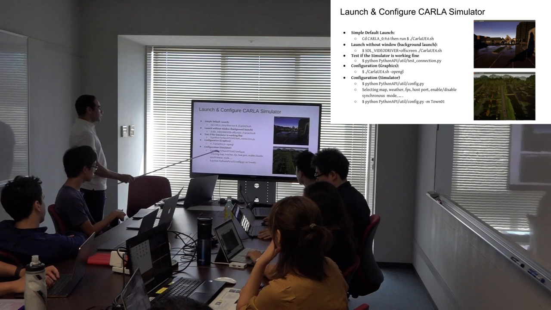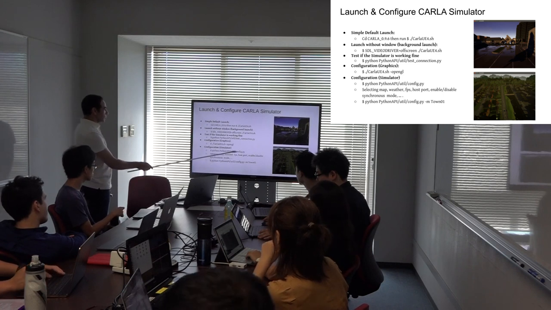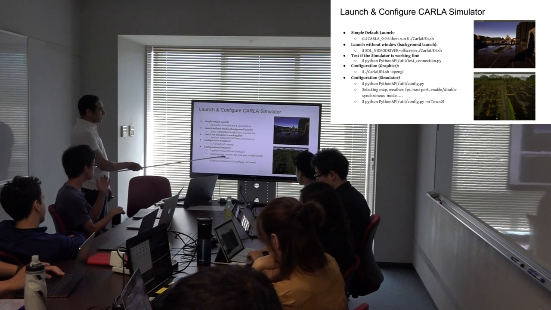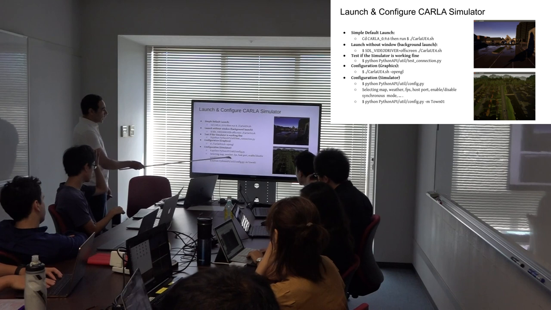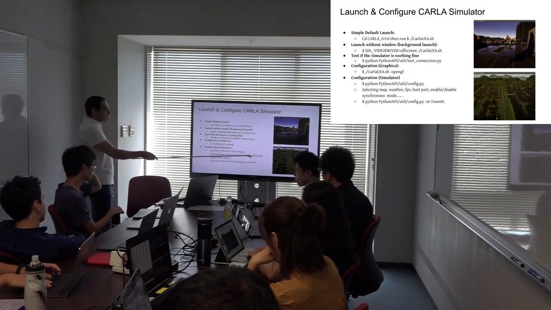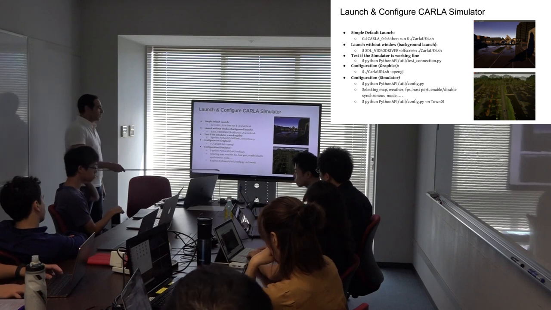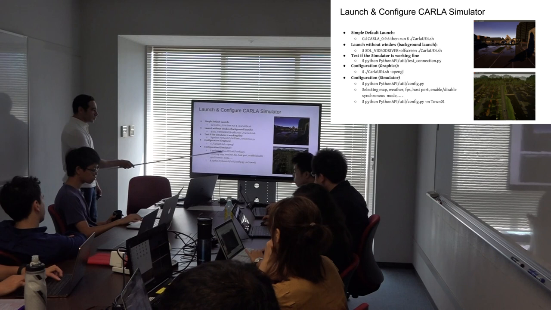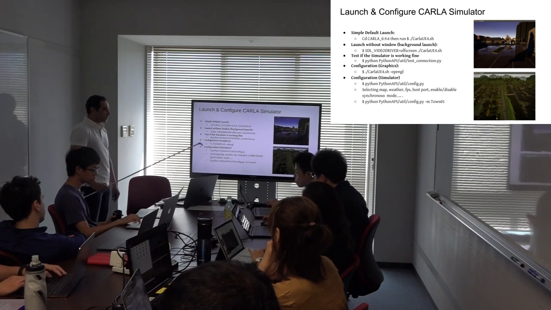To configure the simulator, there is one configuration file called config.py. You can select the map. We can change the weather, the frames per second, the host port, and enable or disable synchronous mode, which I will talk about a bit with the ROS bridge.